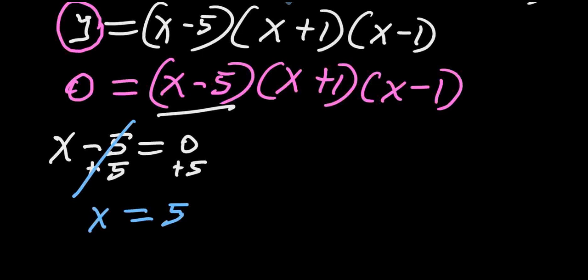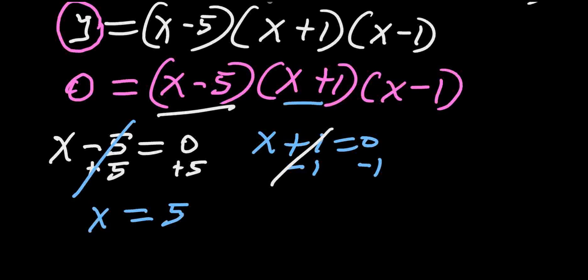Also, x plus 1, which is this, is equal to 0. Write this in terms of x by subtracting 1 from both sides. So if you do that now, plus 1 minus 1 cancel out, and x will be equal to 0 minus 1, and that's going to give you negative 1.